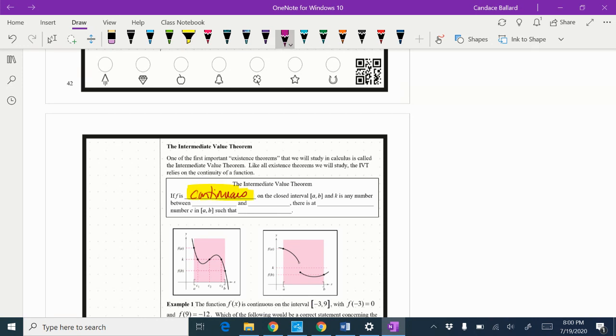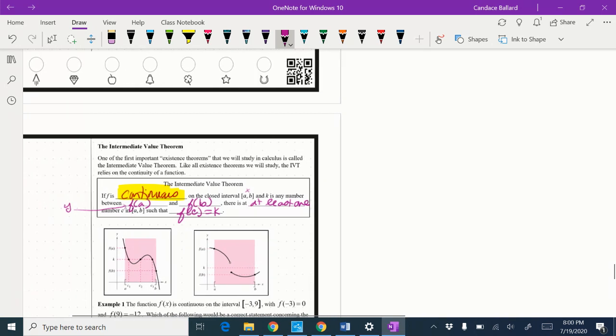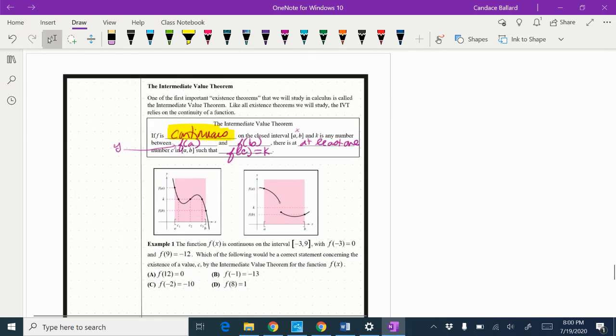word, okay? On a closed interval from a to b, and k is any number between f of a and f of b. So basically it's saying that these are the x values here, then this other number here is some number that's between these y values. So those are the y's right there. There is at least one number c in a and b such that the y value, the f of c equals that number k that's between these two y values. And you can kind of see the picture illustrated here.